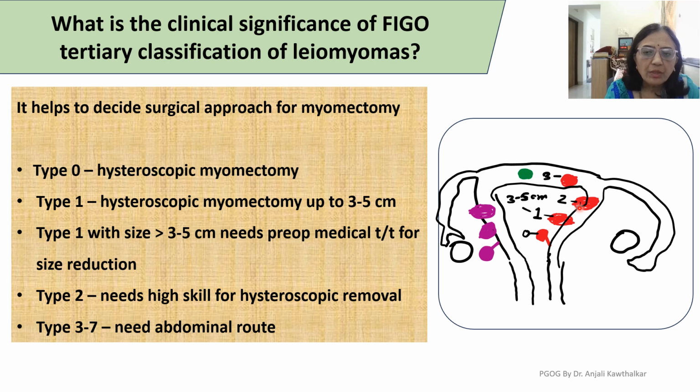Whereas for type 2, where greater than or equal to 50% of the leiomyoma is present in the myometrium, removal by hysteroscopy needs greater surgical skill, greater hysteroscopic skill. From type 3, 4, 5, 6, 7, the rest of all these should not be attempted hysteroscopically. Myomectomy is to be done abdominally, either with the help of laparoscopy or robotic surgery, or as an open surgery.